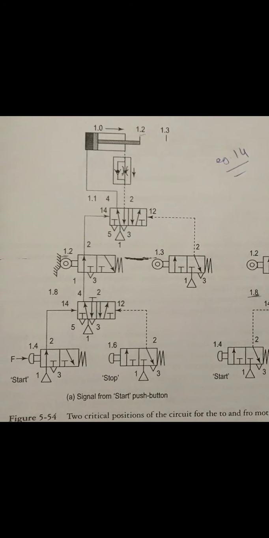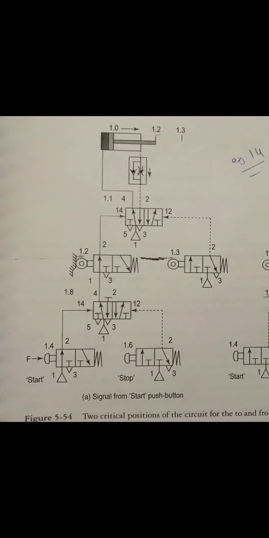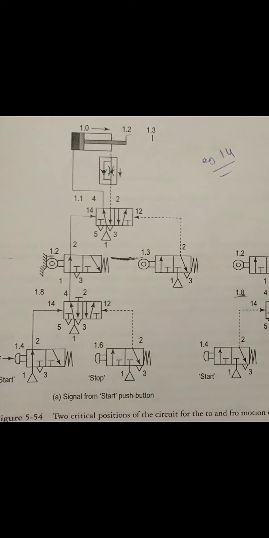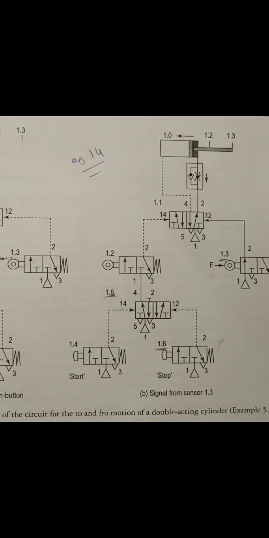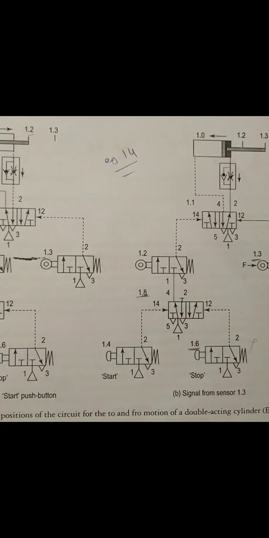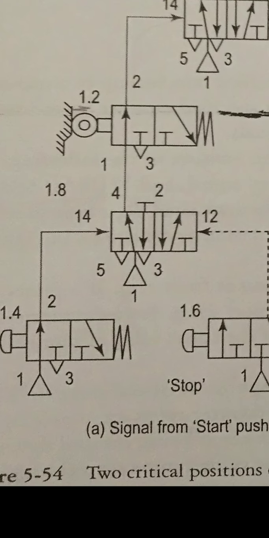So you can see the cyclic operation of the double acting cylinder with a necessary start and stop control can be realized by using the concept given earlier: two positions of the pneumatic circuit for the continuous cycle of operation with the necessary start and stop control. You can see the state of the circuit after applying the start signal, and the state of the circuit when the cylinder is fully extended. When a stop signal is applied using, let's say, valve 1.6, the output signal of valve 1.8 goes off, and thus stops further forward motion. 1.8 is here, you can see this is the 1.8 valve.